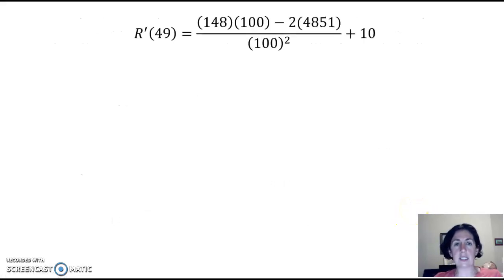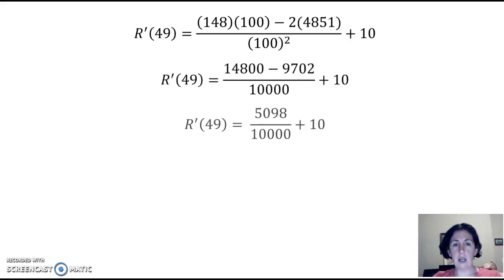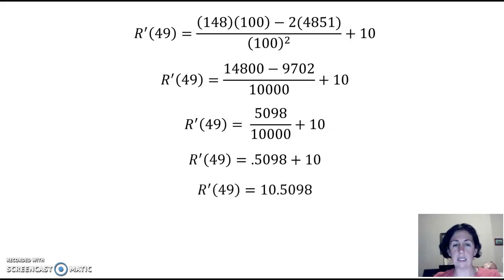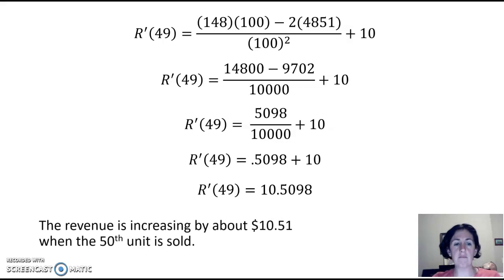When I actually start to simplify this out and do my math here, I end up getting that R prime at 49 is 10.5098. Now, word problems are asked in words. They should be answered in words. So at what rate is the revenue changing? The revenue is increasing by about $10.51.